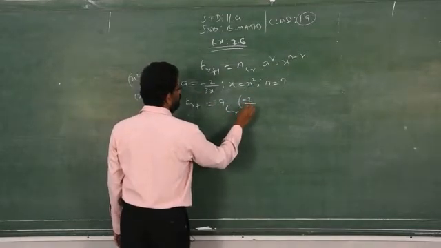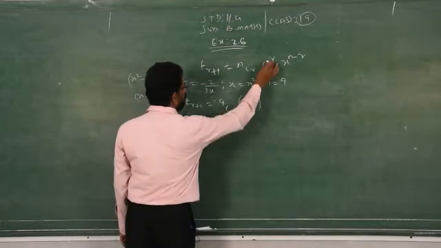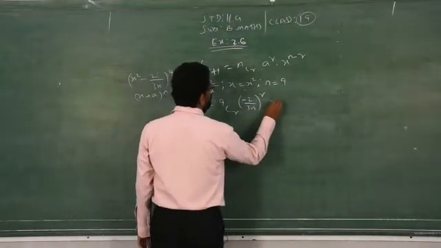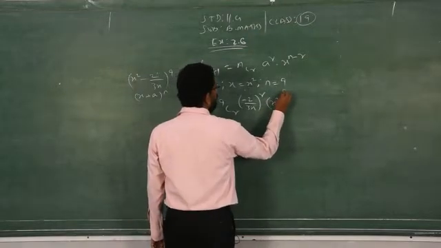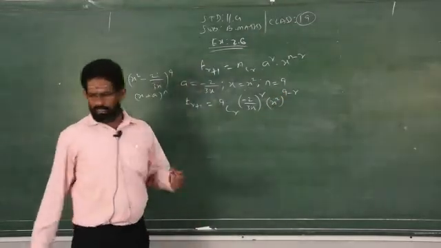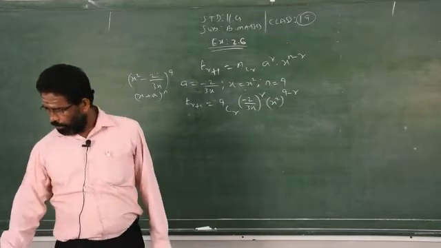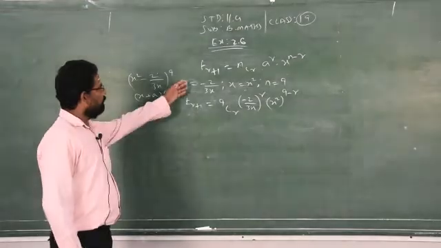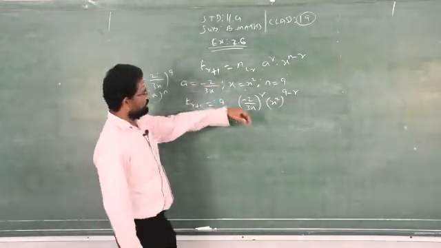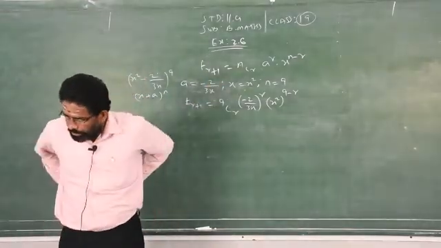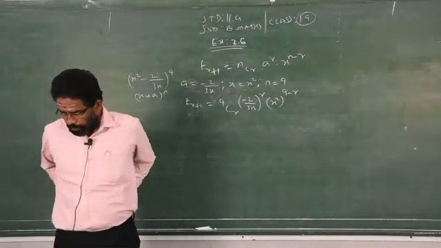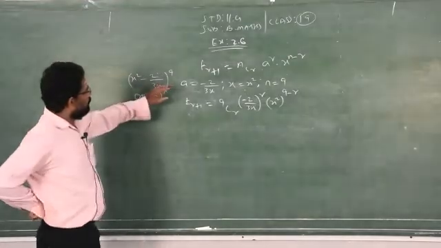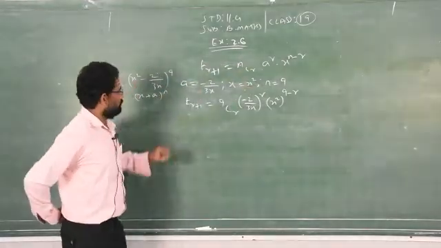a is minus 2 by x, power r, into what is your x? x is x square, n is 9 minus r. So I am just replacing the information given from the question. So this is the formula nCr, a power x power n minus r. I am using the general formula and replacing the relevant values from the given question.